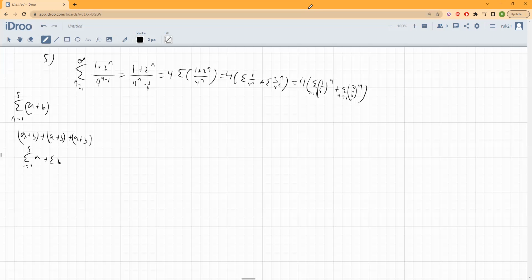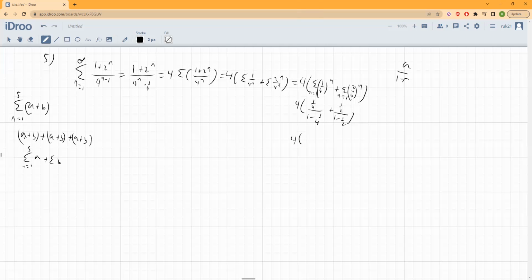So if we calculate the sum, if you remember, the sum is equal to a over 1 minus r for your geometric series. So it's going to be 4 times, a in this case is 1/4, because 1/4 to the power of 1 is 1/4, over 1 minus our ratio 1/4, plus, here our a is 1/2 over 1 minus 1/2. Then we can solve this: it's going to be 4 times (1/4 over 3/4 plus 1).